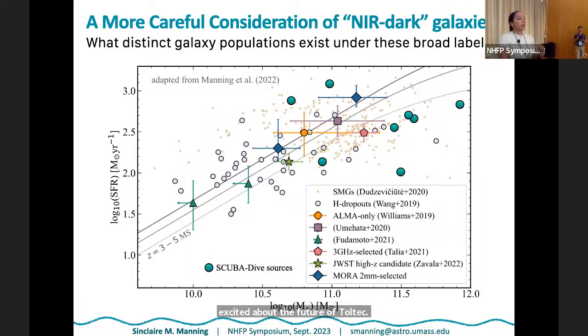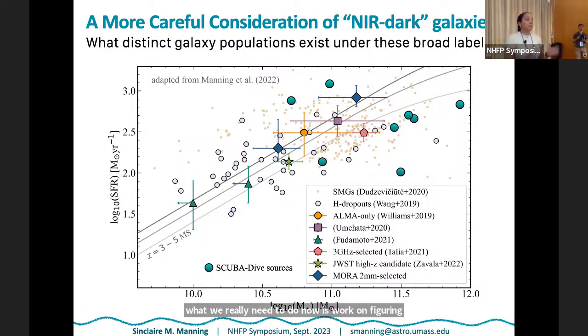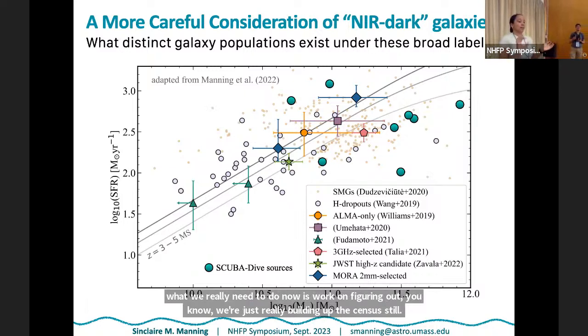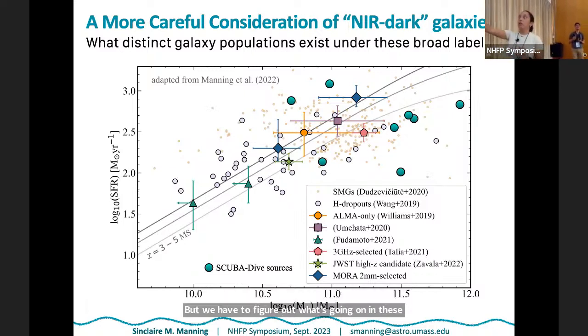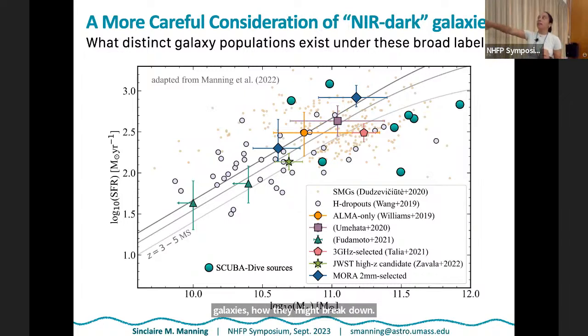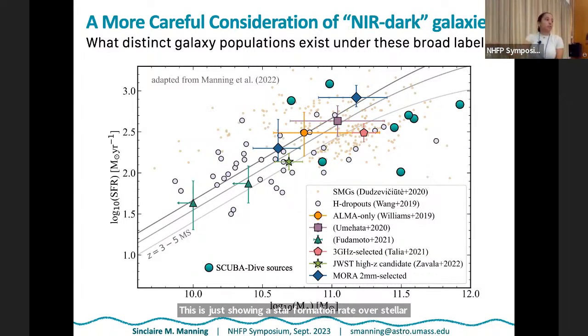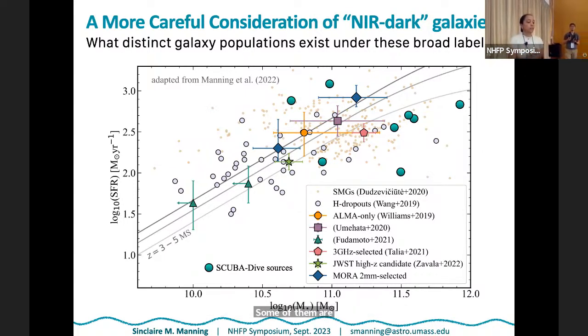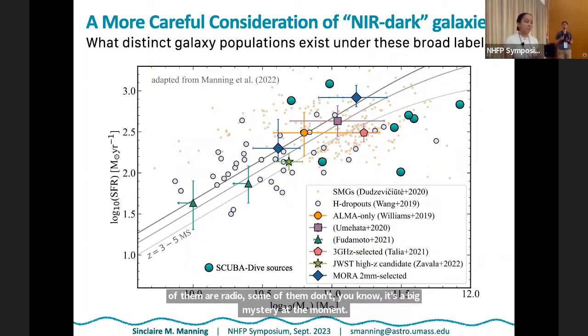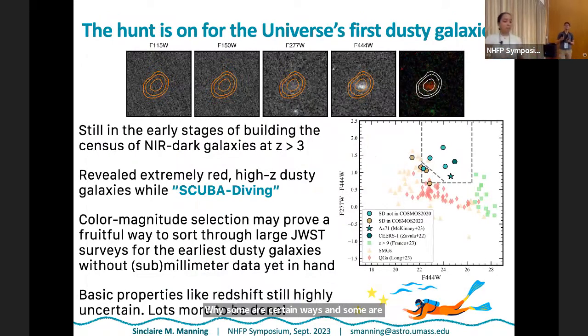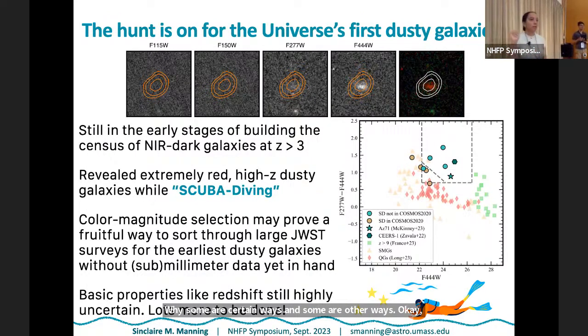I'll just say, I think a lot about near dark galaxies, and what we really need to do now is work on figuring out, we're just really building up the census still, but we have to figure out what's going on in these galaxies, how they might break down. This is just showing star formation rate over stellar mass. It's just this continuous distribution of all the near dark sources that we know of currently. Some of them have radio, some of them don't, it's a big mystery at the moment of why some are certain ways and some are other ways. Okay, so I'll just leave it at my summary and happily take any questions.